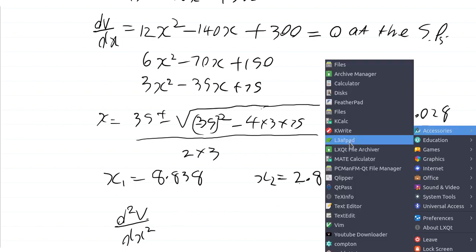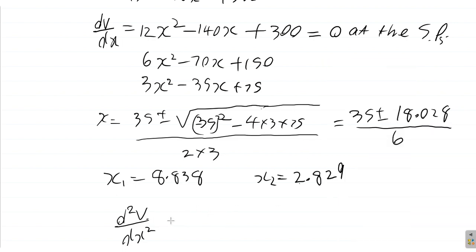So, here now, what we have is d²V/dx² equal to, differentiate this again. We have 12 times 2, which is 24x minus 140. That's what you got when you differentiated it.